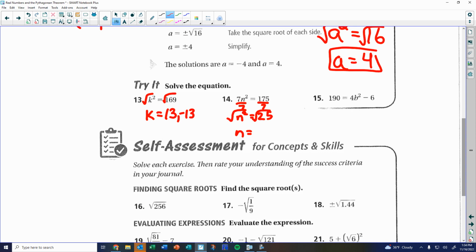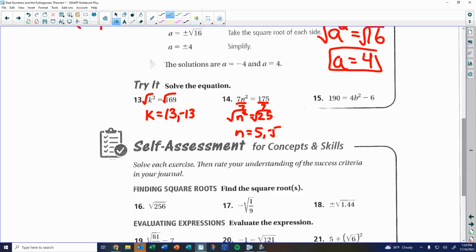What's the square root of 25? 5, right? Or it can be negative 5. Okay? Not too bad so far, right? Now, the last one, they added this little minus 6. Okay, that's just another step, right?